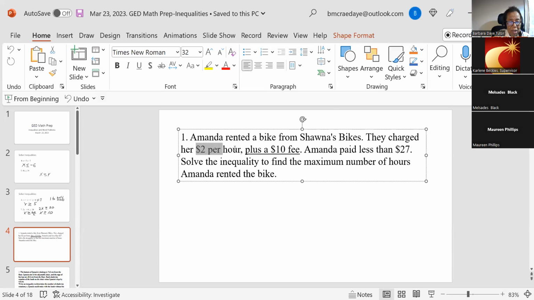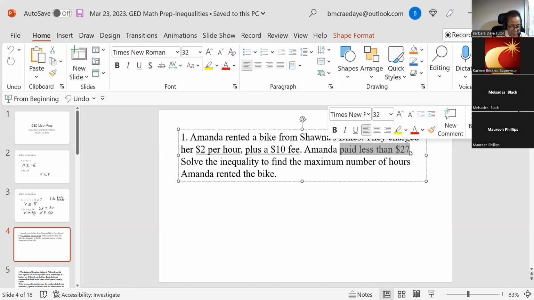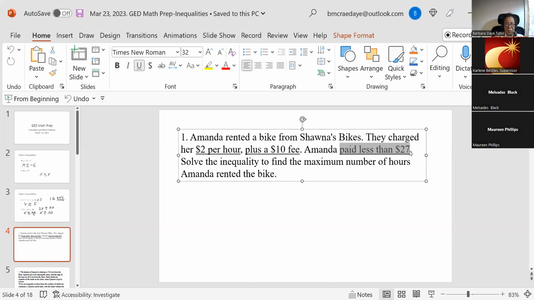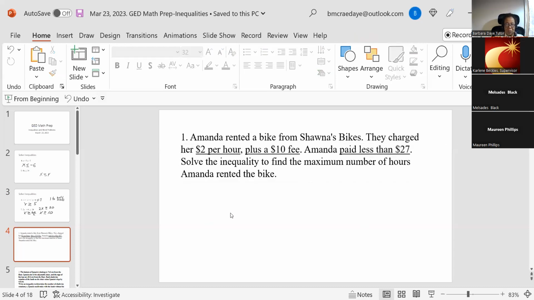So Maureen, how would I set this up? Okay, let's see. And she paid less than 27. So I'm underlining the things you'll need in your inequality. Okay, Maureen, you've got a fixed and you've got a variable. So tell me what to write.